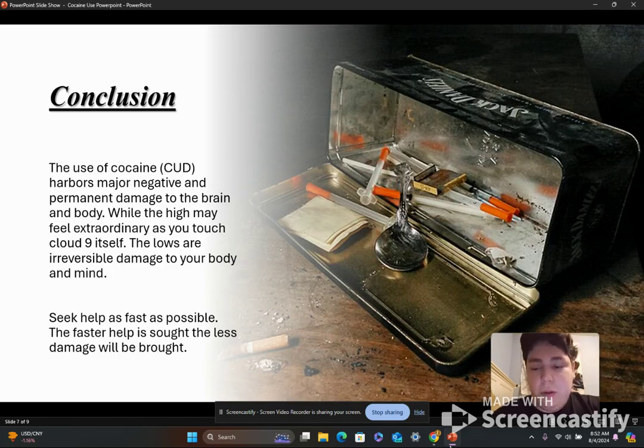And the overall conclusion of this presentation is that the use of cocaine, CUD, harbors major negative and permanent damage to the brain and body. While the high may feel extraordinary as you touch Cloud 9 itself, the lows are irreversible damage to your body and mind. Seek help as fast as possible. The faster help is sought, the less damage will be brought.